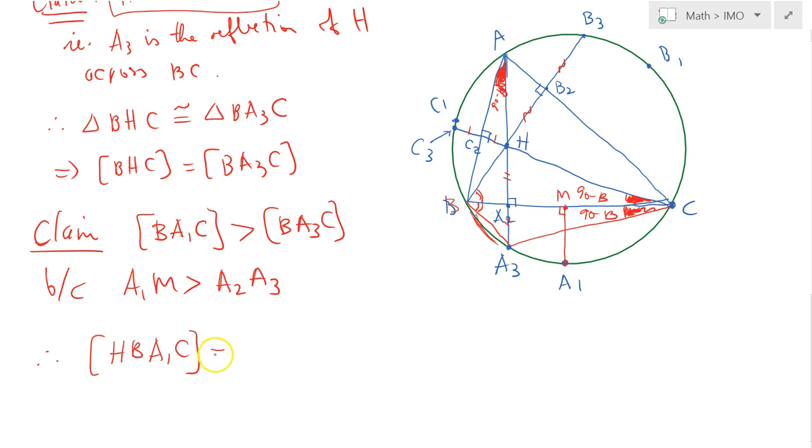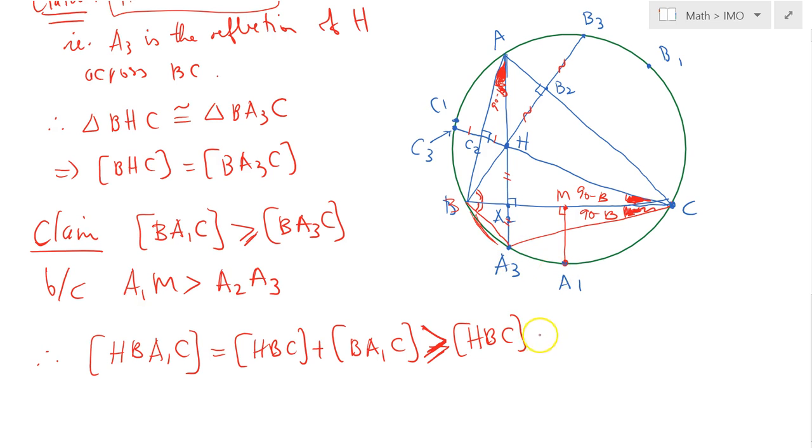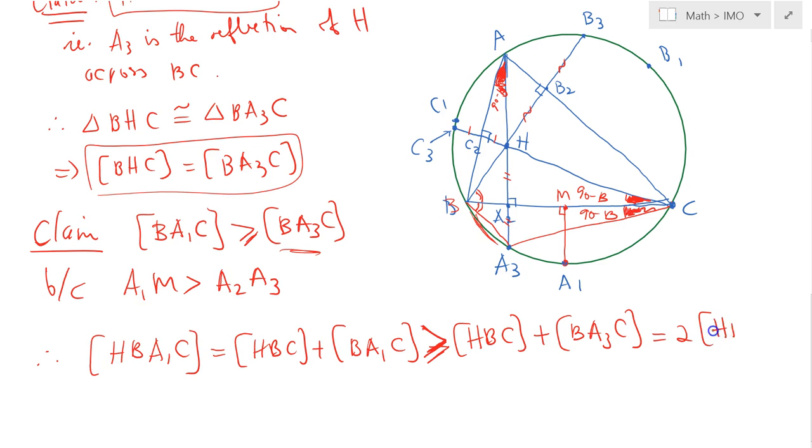is equal to area HBC plus area BA1C. I can replace BA1C with BA3C, and I will make it smaller, less than or equal to, in fact, right? So I should probably say it like that, because there might be a case where A3 coincides with A1. So therefore, plus BA1C, I replace it with BA3C. But remember that these two areas were equal, so that's equal to 2 times HBC.